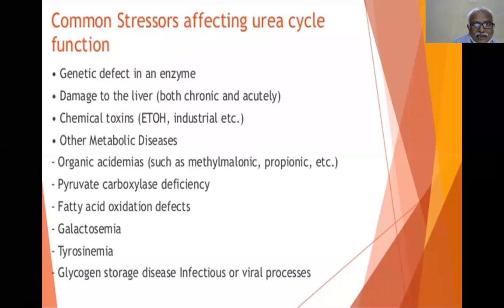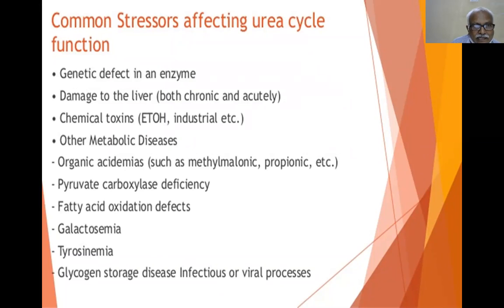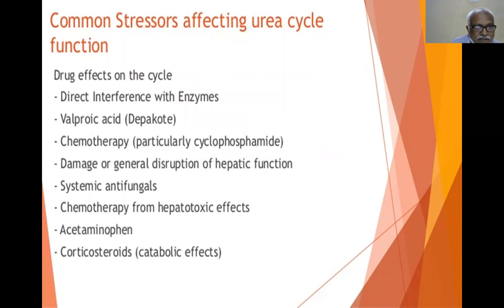So common stressors affecting the urea cycle are genetic defect in the enzyme, damage to the liver, chemical toxins, other metabolic diseases, organic acidemias, pyruvate carboxylase deficiency, fatty acid oxidation defects, galactosemia, tyrosinemia, glycogen storage diseases, infectious problems or viral processes. So drugs affect the cycle by direct interference with enzymes, and valproic acid to control the fits in children will be given, that also will affect.